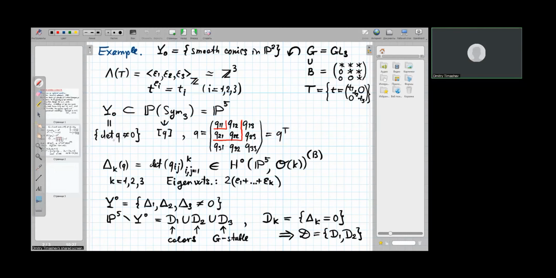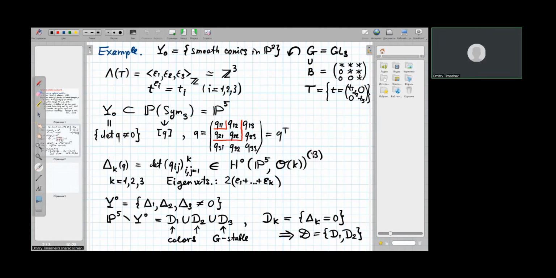Well, I still want to ask why the eigenweight is the sum of. Well, let me repeat. I don't want to write anything. Let me just repeat in words. So first, I hope it is clear that these sections are B semi-invariant. Yes, because this is clear.